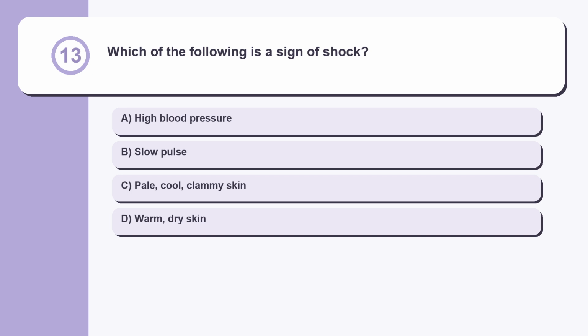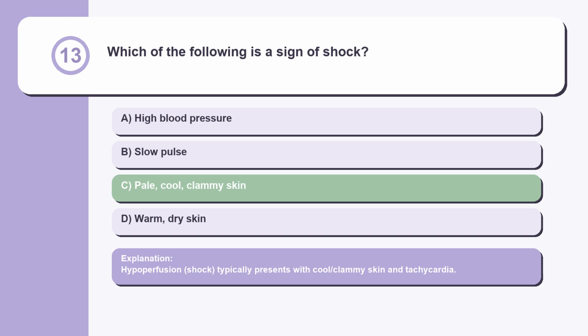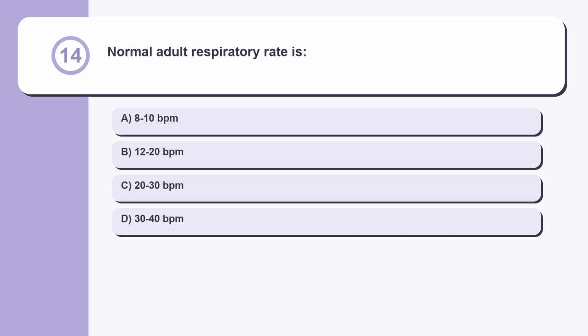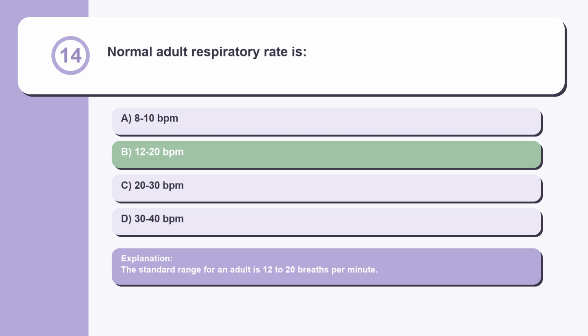Question 13. Which of the following is a sign of shock? High blood pressure, slow pulse, pale, cool, clammy skin, warm, dry skin. Hypoperfusion, shock, typically presents with cool, clammy skin and tachycardia. Question 14. Normal adult respiratory rate is: 8 to 10 BPM, 12 to 20 BPM, 20 to 30 BPM, 30 to 40 BPM. The standard range for an adult is 12 to 20 breaths per minute.